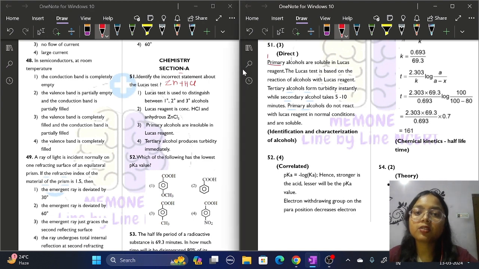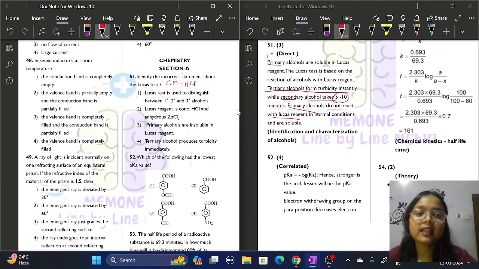For primary alcohol, which is the 1 degree, when we add the Lucas reagent, there will be no reaction. Primary alcohols do not react with Lucas reagent. In the secondary alcohol, the turbidity appears after 5 to 10 minutes, and for 3 degree alcohols, the turbidity appears instantly. So these are the three observations.